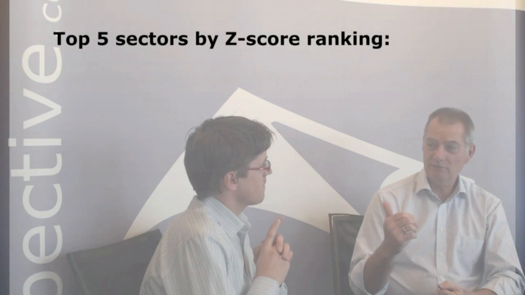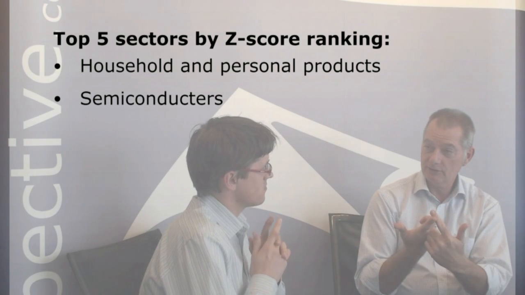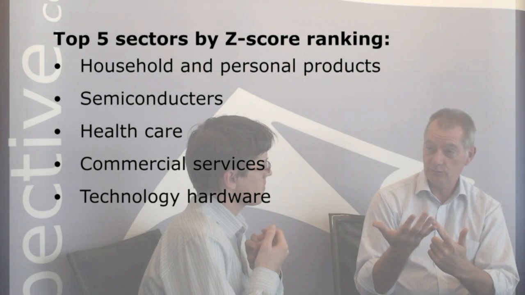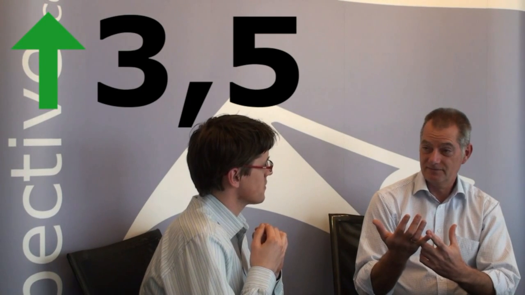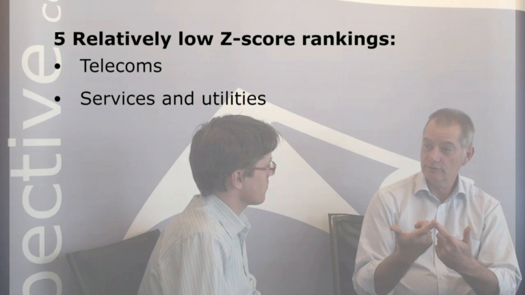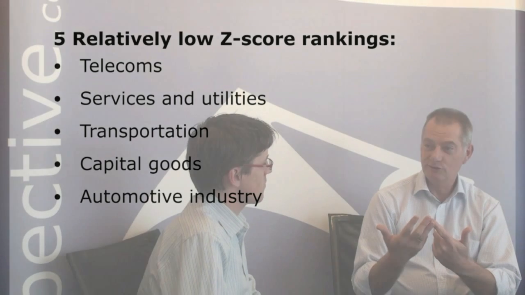The top 5 sectors by Z-score ranking are household and personal products, semiconductors, healthcare, commercial services, and technology hardware. These sectors in general have ratings of far over 3.5, meaning healthy. Good to know. Other industries where relatively low scores are witnessed are telecoms, services and utilities, transportation, capital goods, and anything to do with cars. As Ford and GM shareholders no doubt already know.